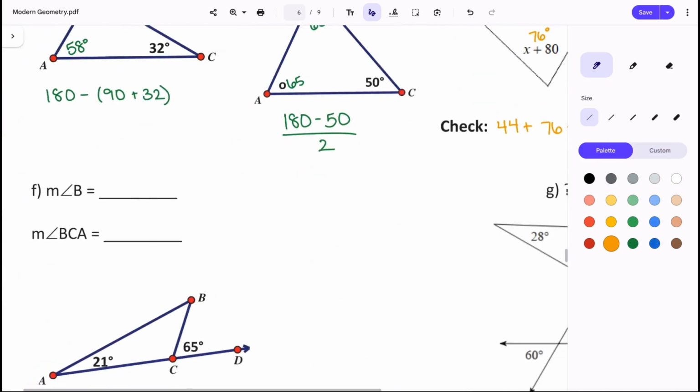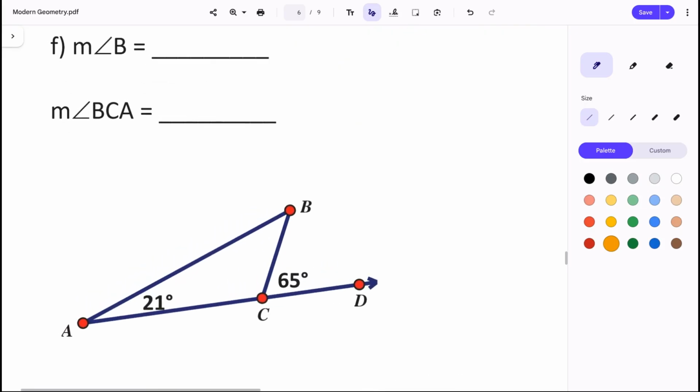All right, we've got a couple more. This next one wants us to find 2 things. The measure of angle B, which is this one here. Angle B is just up here by that letter B. And then the other one it says is BCA. So if you trace those letters, they're talking about this angle here. That's BCA. All I know right now is that in that triangle, there's a 21 degrees, and then on the outside, there's a 65. Anyone have an idea of what to do?